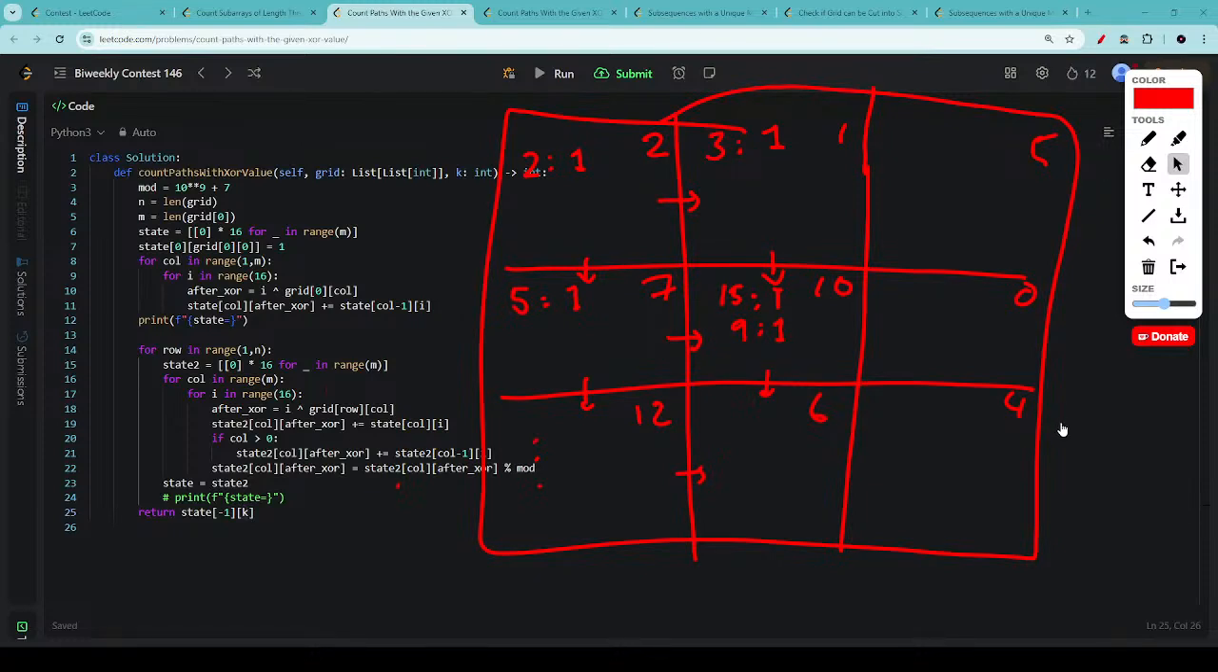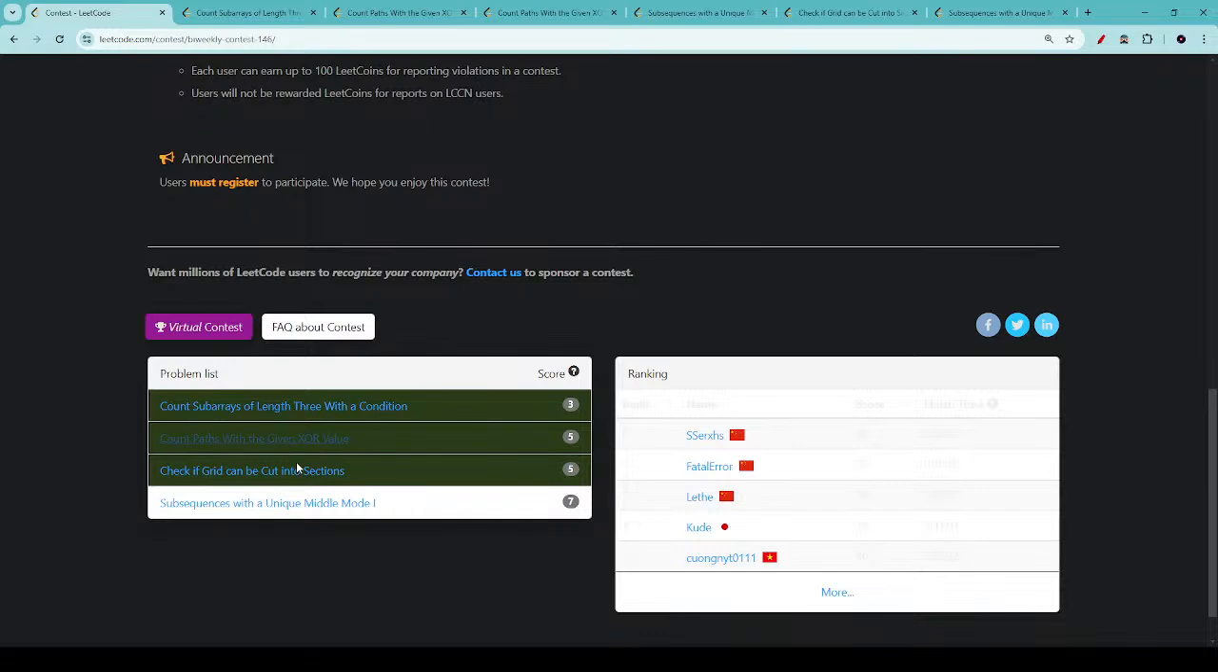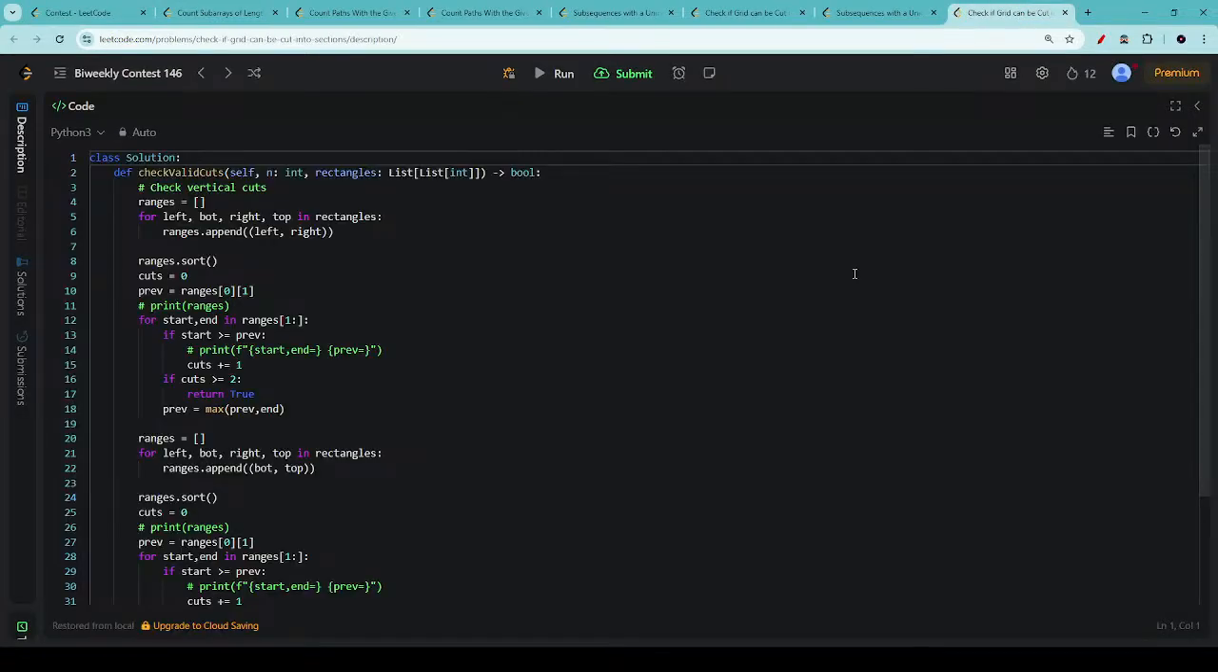Third question, you also got TLE. Interesting. DP plus DFS. DP plus memo, yeah. I'll go through question 3. I'm surprised you guys got TLE, because I thought question 3 shouldn't have a TLE. I'm curious, let me know how you end up with TLE.